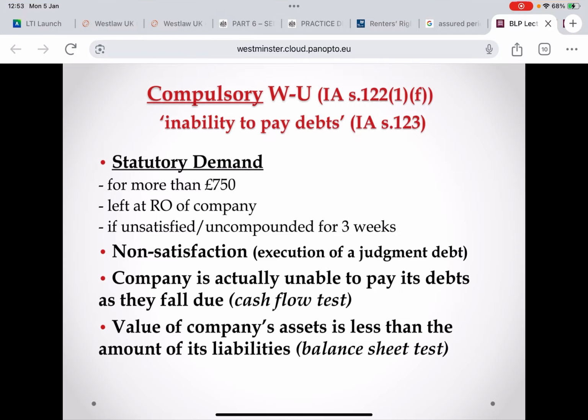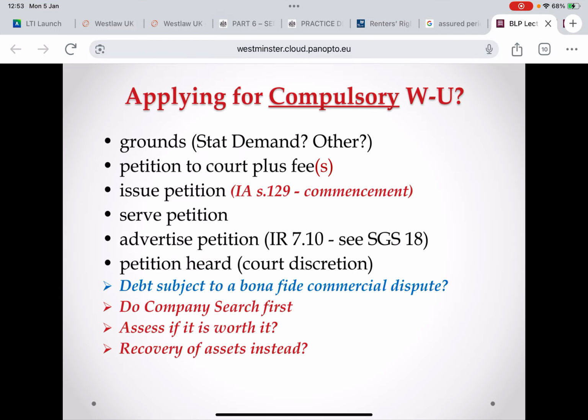So moving on, everybody, where would we go after that? Applying for compulsory winding up, applying for an order for liquidation, for winding up, from the court. Do we have our grounds? Do we have evidence of inability to pay debts? It could be because we serve a statutory demand and it's not being dealt with, but there could be other possibilities, as I've just alluded to. Now where do we go thereafter?